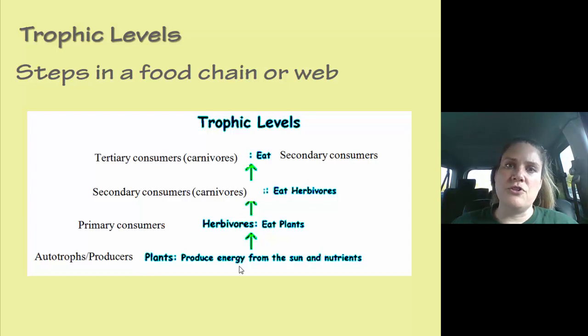So really what producers do is they convert energy from a stored energy that we can't get to a stored energy that we can use. So it's a usable form of energy, okay? So our autotrophs or our producers are that first nutrition level. And then we have primary consumers. And primary consumers are the first ones who are going to eat somebody else. And the primary consumers eat the producers, okay?